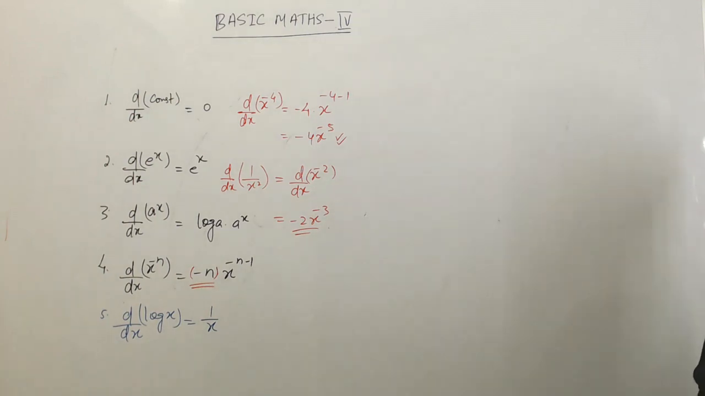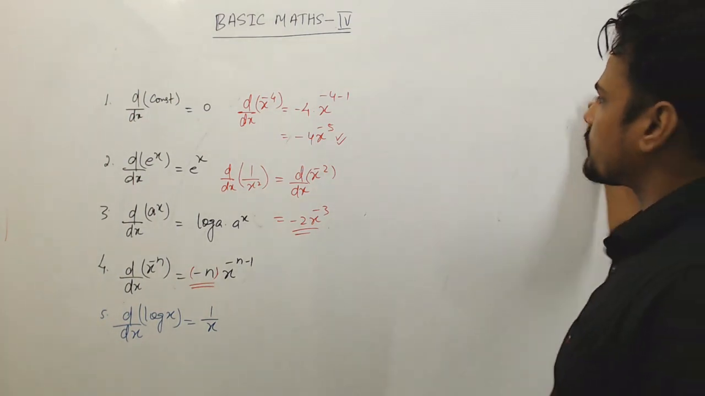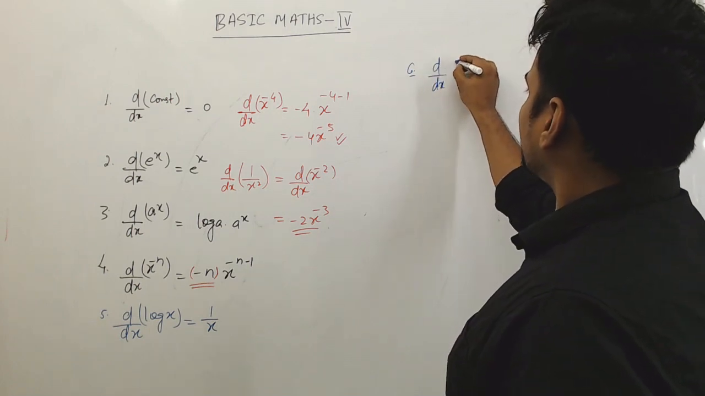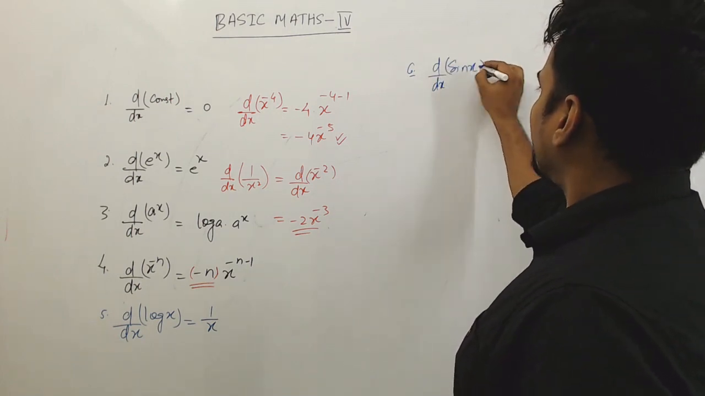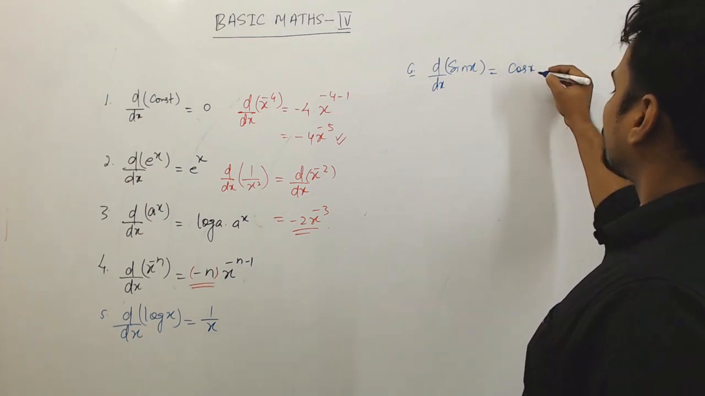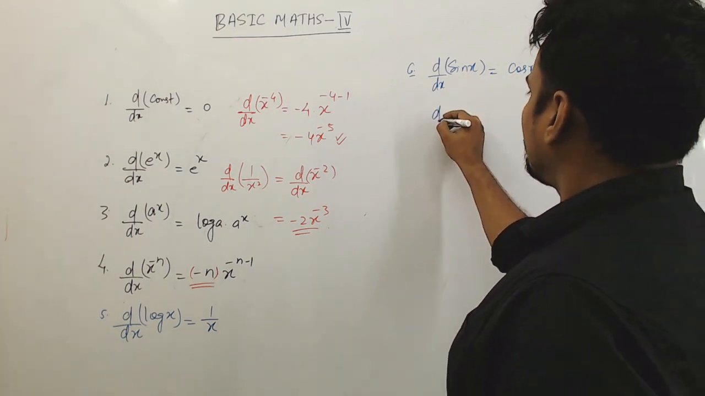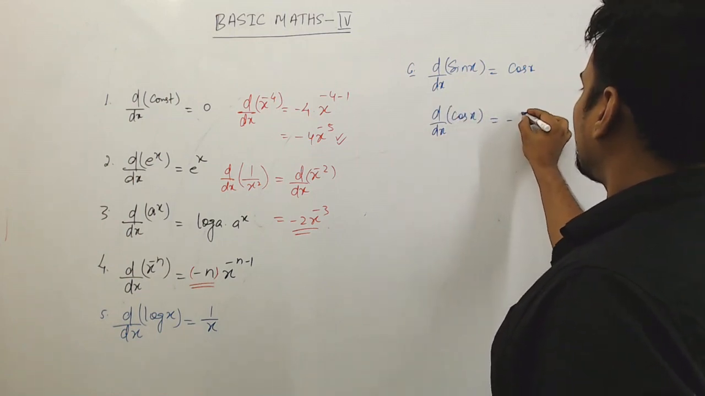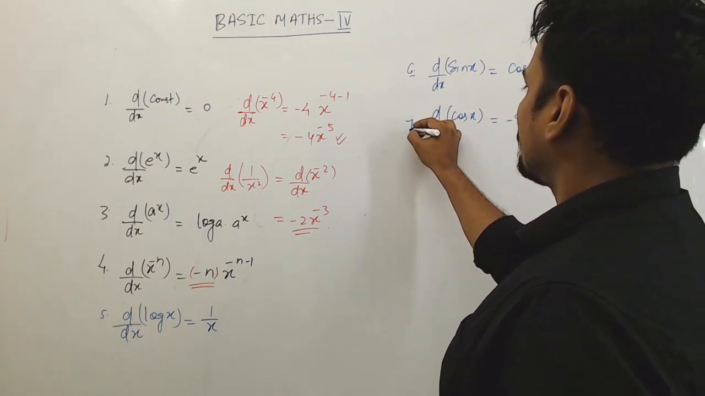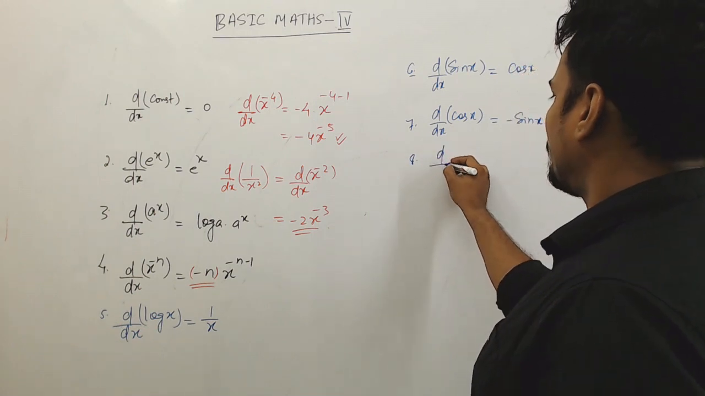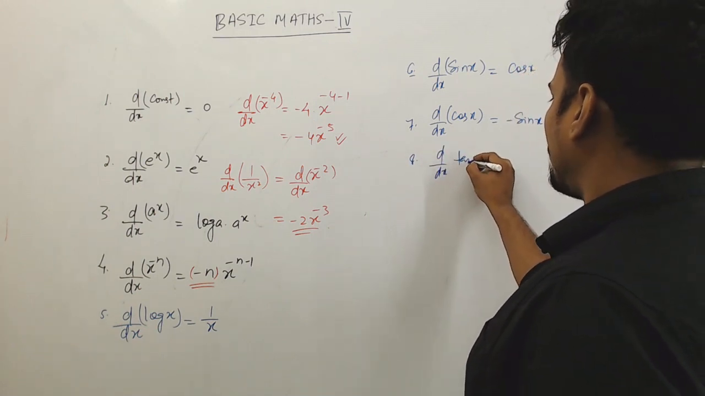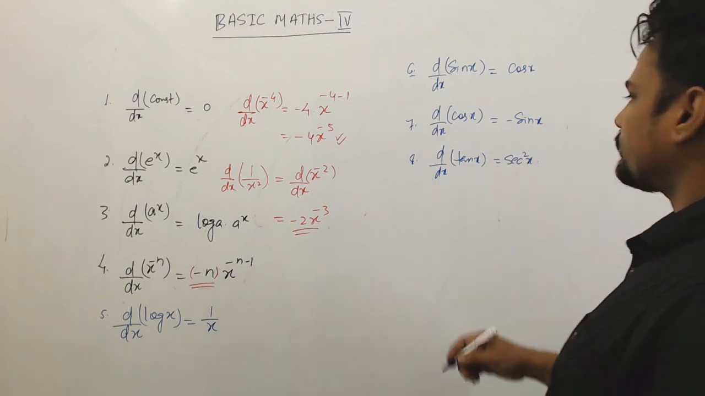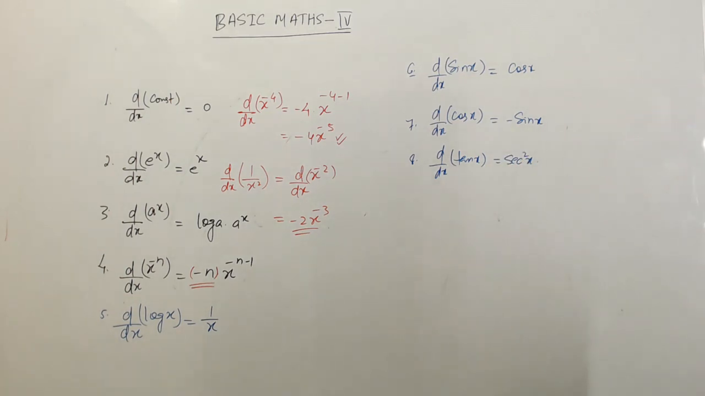Now, let me help you with some trigonometrical derivatives. Let's suppose number 6. Differentiation of d upon dx of sine of x. That is going to be cos of x. Differentiation of cos x, d upon dx of cos of x, that is going to be minus sine of x. And the last one, d upon dx of tan of x, that is going to be sec square x. More derivatives, if we need, we're going to discuss.